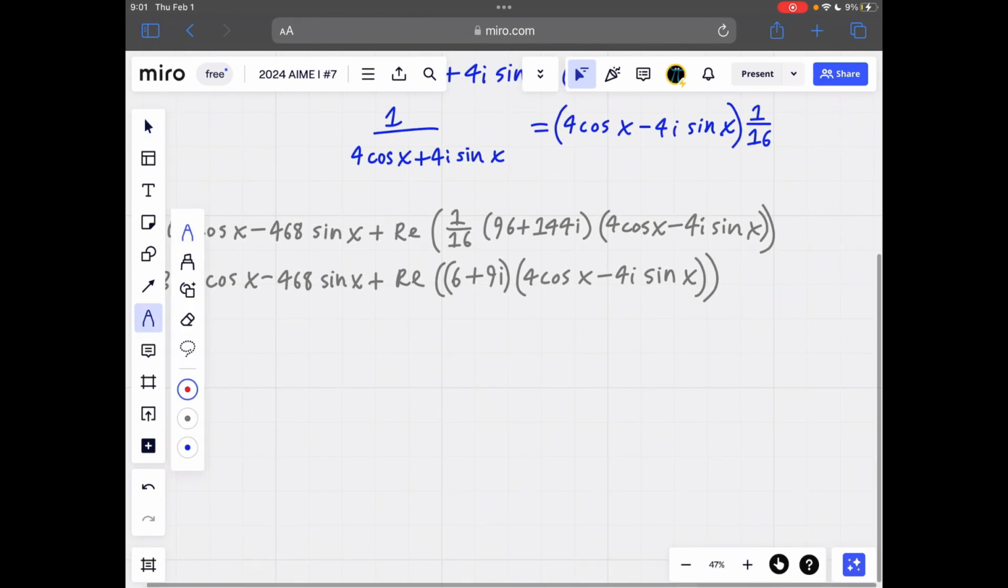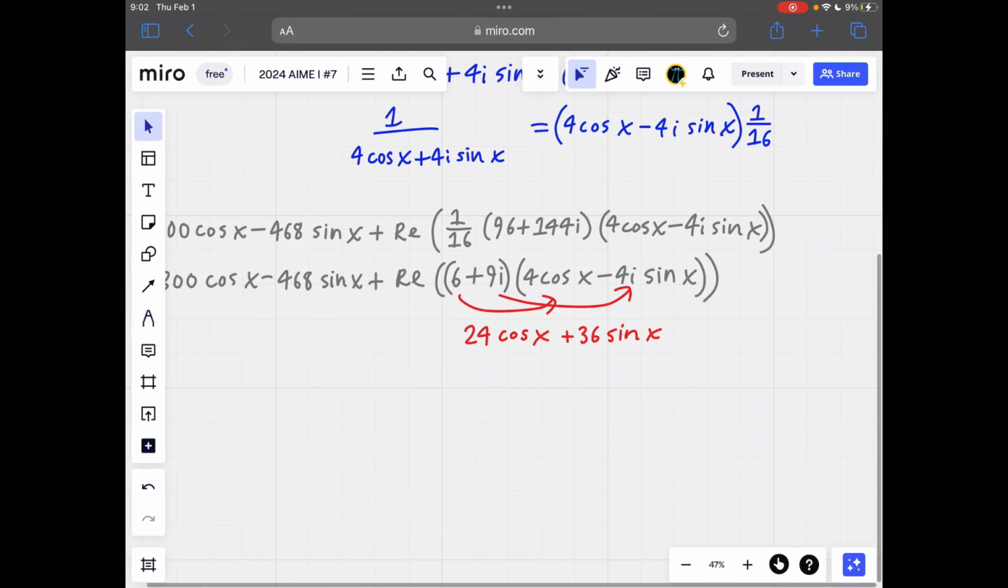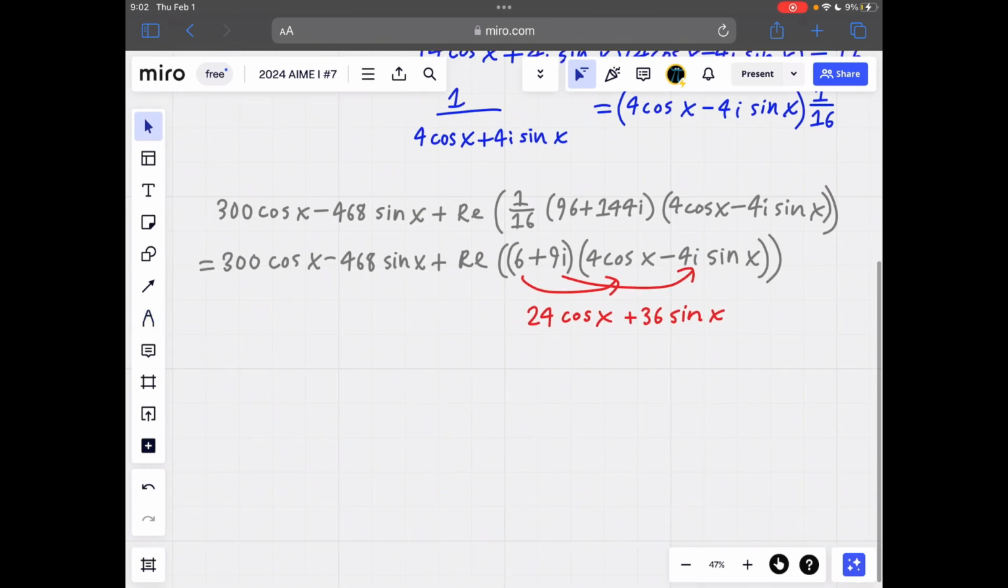And now it's easy to find the real part. All we need to do is 24 cos x. 9i times 4i is minus 36, so the negative of minus 36 is plus 36. And that's 24 cos x plus 36 sin x. So 300 cos x plus 24 cos x, 324 cos x, and minus 468 plus 36 is minus 432 sin x.